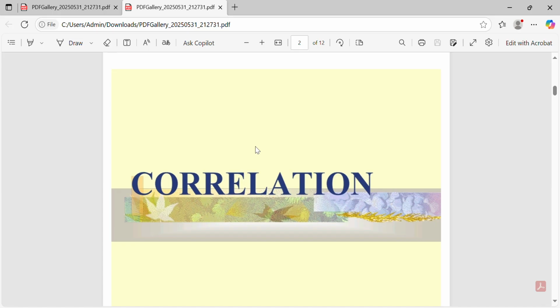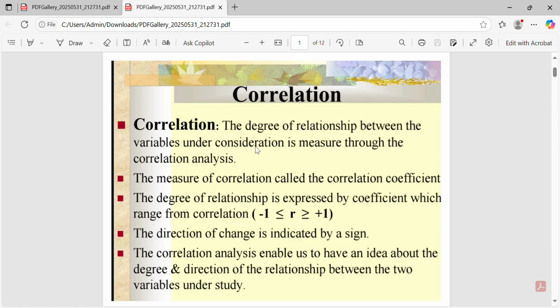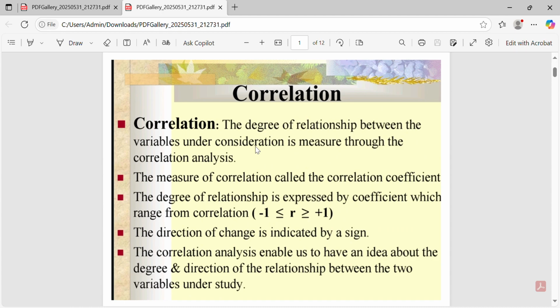Today we will discuss correlation in probability. In this correlation, we will see the degree of relationship between the variables under consideration, measured through correlation analysis. Two variables are said to be correlated if a change in one variable results in a corresponding change in another variable. The concept of correlation helps us as a statistical tool to find the relation between two variables. The measurement of correlation is called the correlation coefficient.